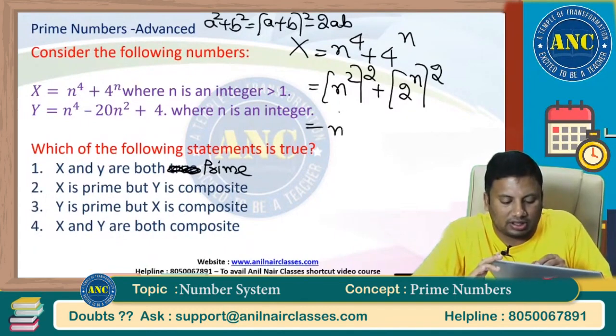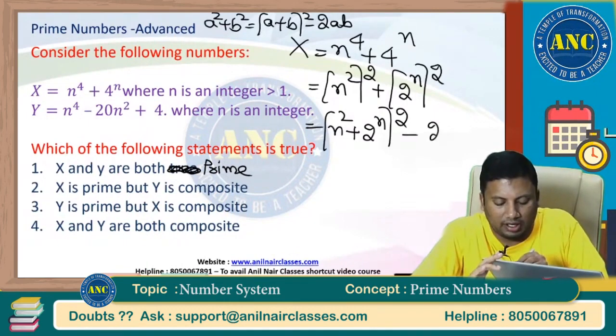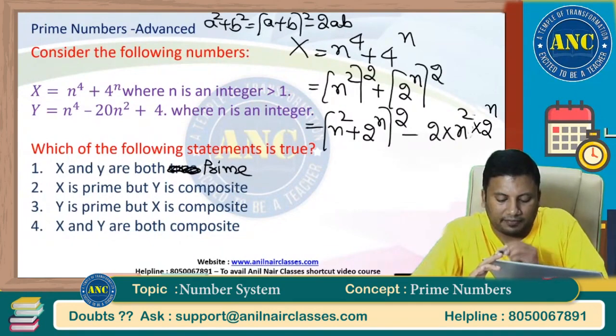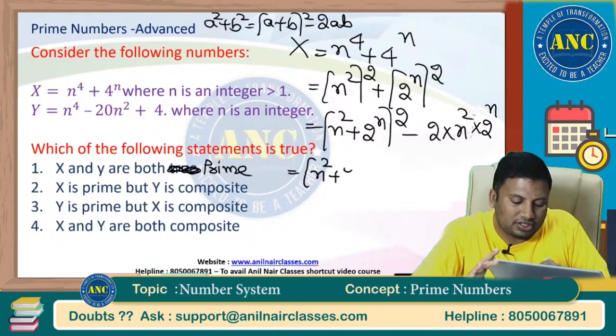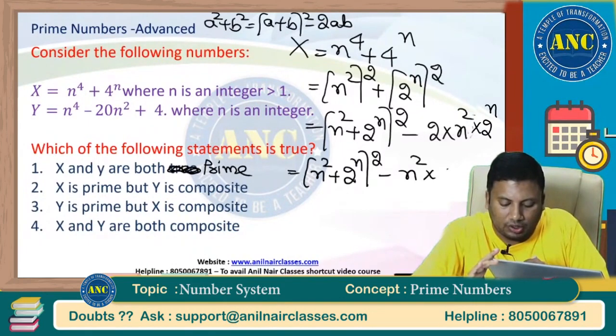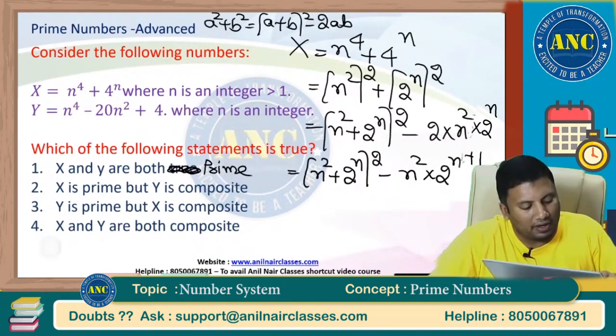So this is nothing but n square plus 2 power n whole square minus 2ab, 2 into n square into 2 power n. Are you all with me? This is nothing but n square plus 2 power n whole square minus n square into 2 power n plus 1.